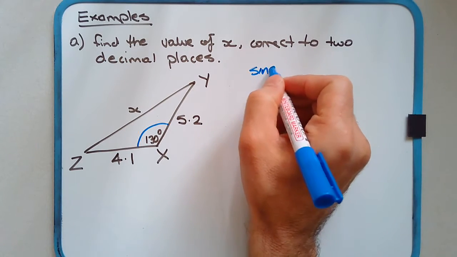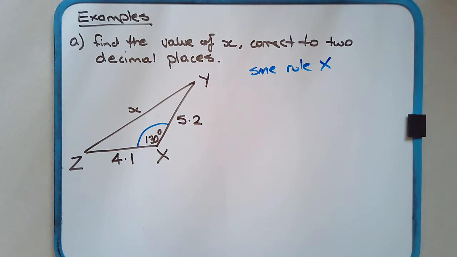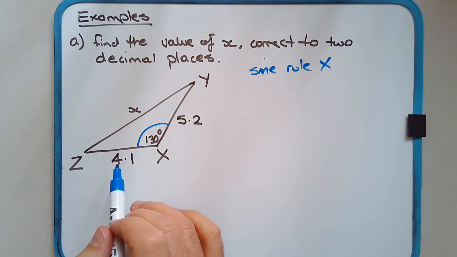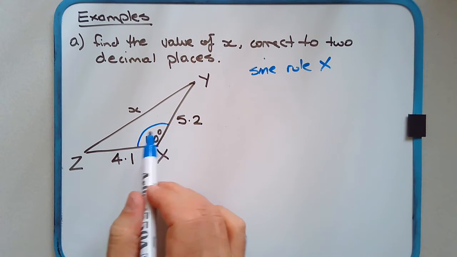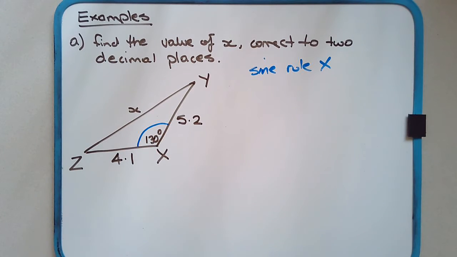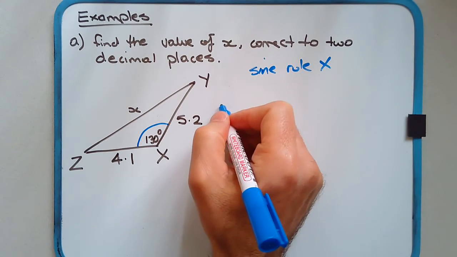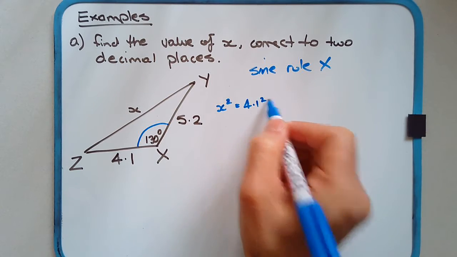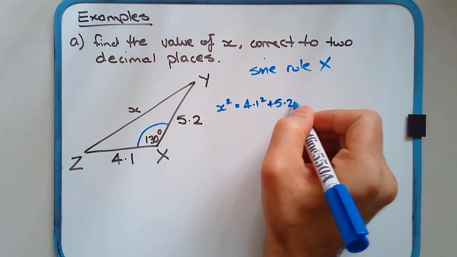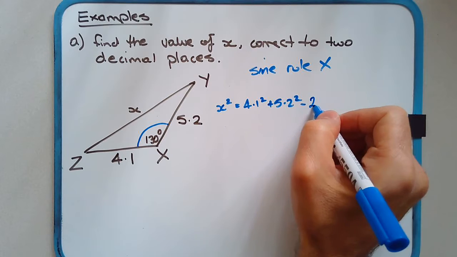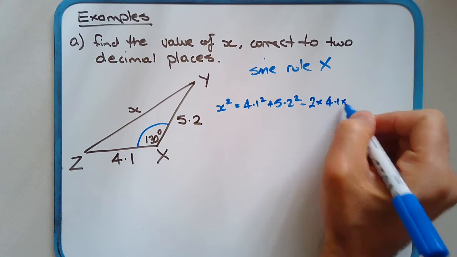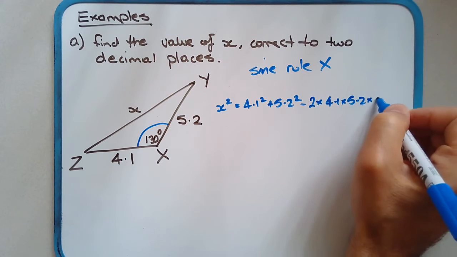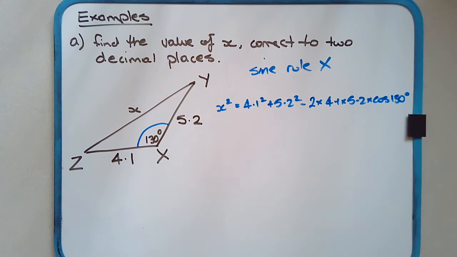So sine rule, gone, can't use it. Cosine rule, however, relies on two known sides and a known included angle. So the angle in between those two sides has to be known, and it is in this case. So we can apply the cosine rule here for unknown sides. So x squared is equal to 4.1 squared plus 5.2 squared minus 2 times 4.1 times 5.2 times the cos of 130 degrees.